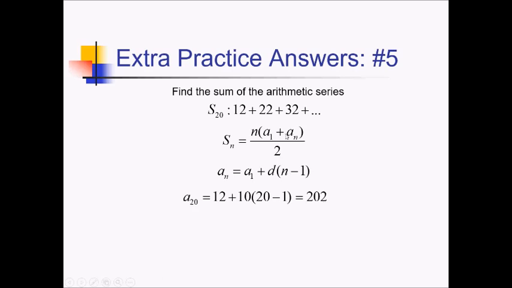Putting that in our formula here, we had 20 terms times an a1 of 12 plus a20 of 202 all over 2. So this is going to be, let's see here, 214 divided by 2, which is 107. Double that, you've got 2,140 if you multiply that by 20. There we are. But you could use a calculator if you needed to.